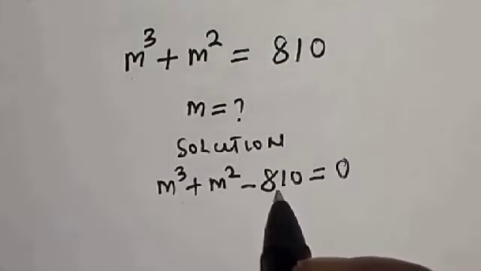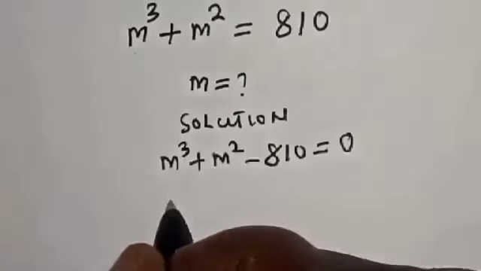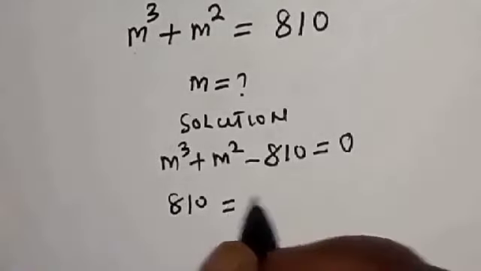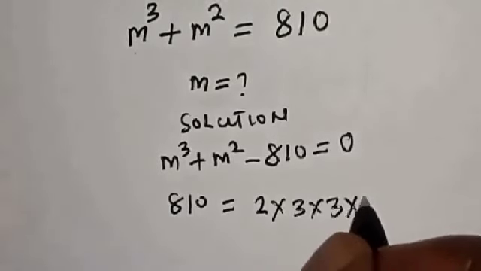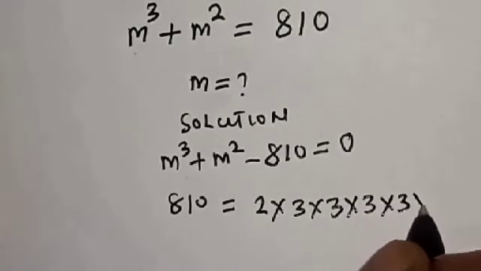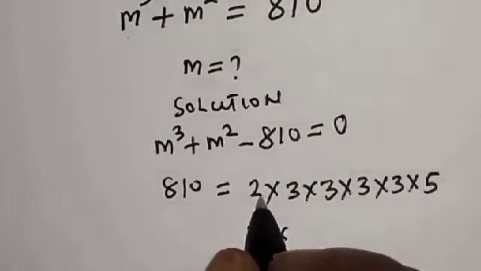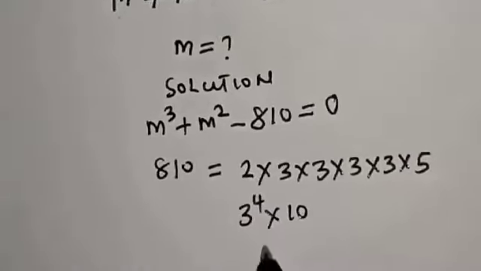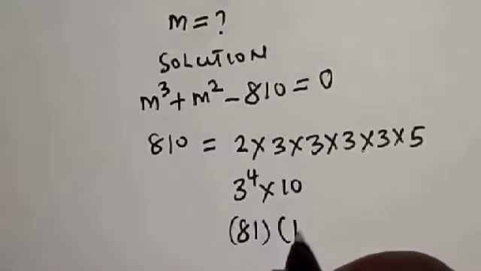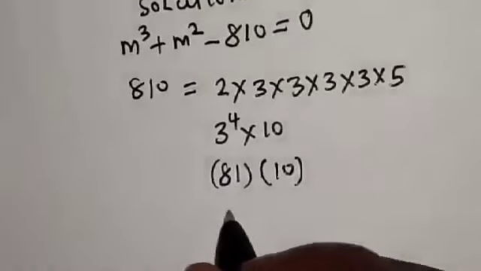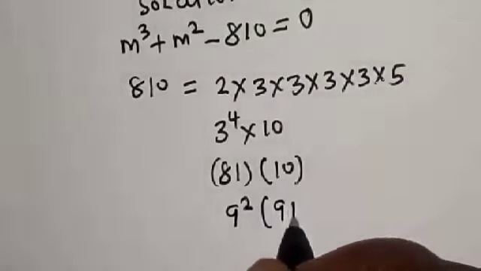And then let's transform this 810 in this form, m cubed plus m squared. 810 is equal to 2 multiplied by 3 multiplied by 3 multiplied by 3 multiplied by 3 multiplied by 5. That is 3 raised to power 4 multiplied by 2 times 5, that is 10. 3 raised to power 4 is 81, then multiplied by 10. And 81 is 9 squared, multiplied by 10, which is 9 plus 1.